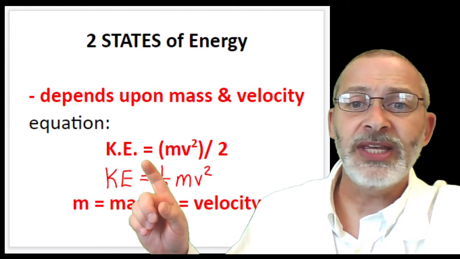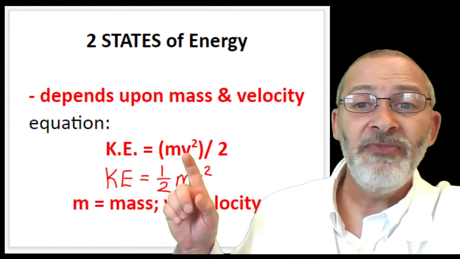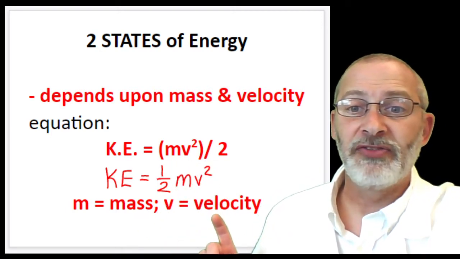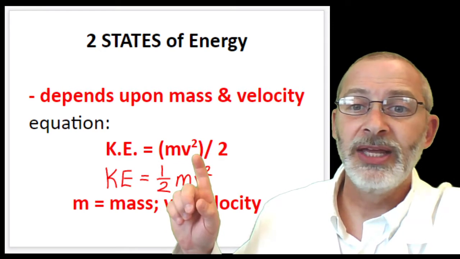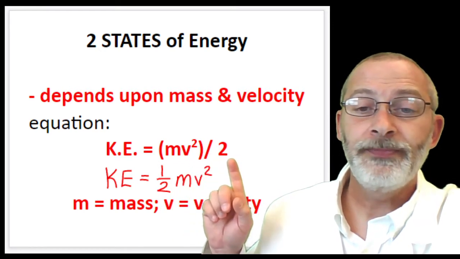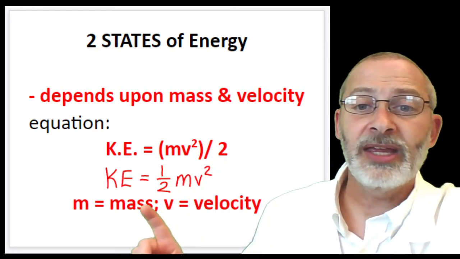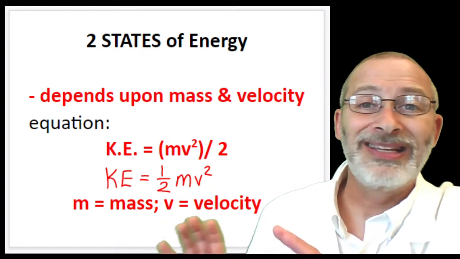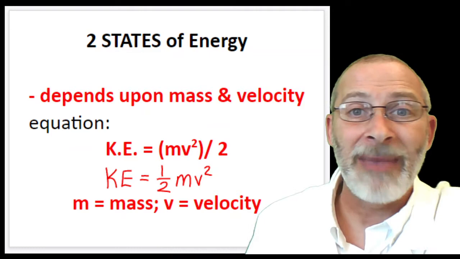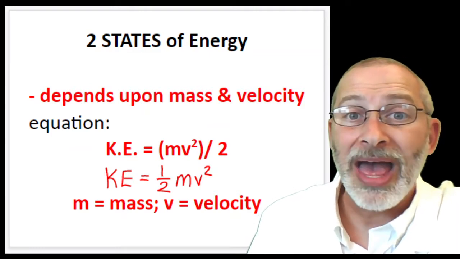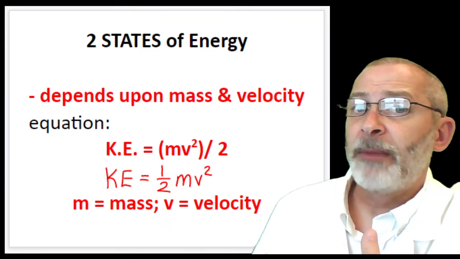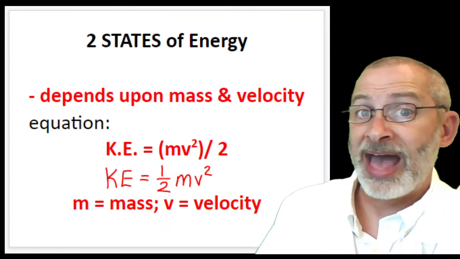Kinetic energy is equal to mv squared, where m is equal to mass and v is equal to velocity, divided by 2. Or we could say kinetic energy is equal to 1/2 mv squared. It's exactly the same thing mathematically either way, and that has to do with the order of operations in mathematics.